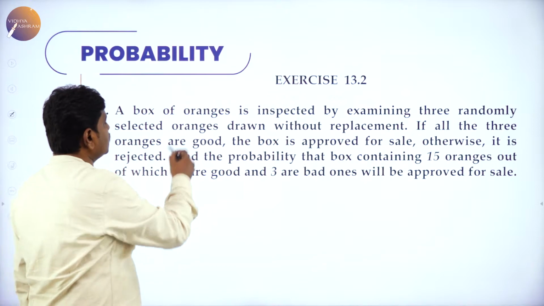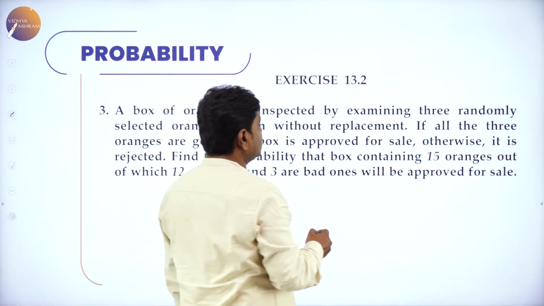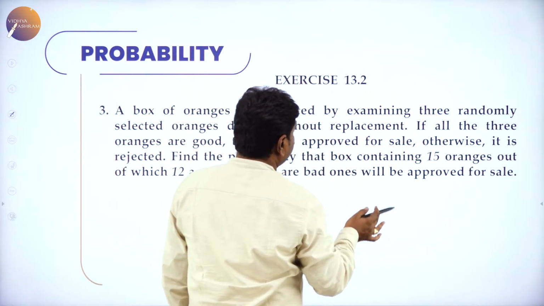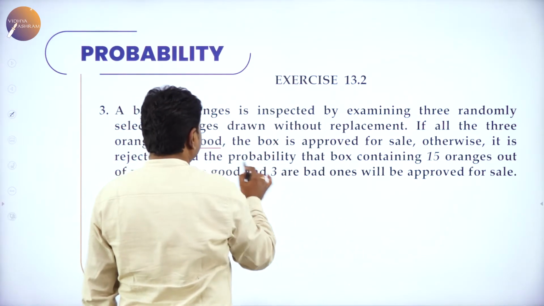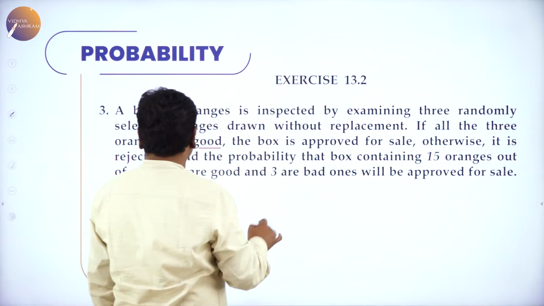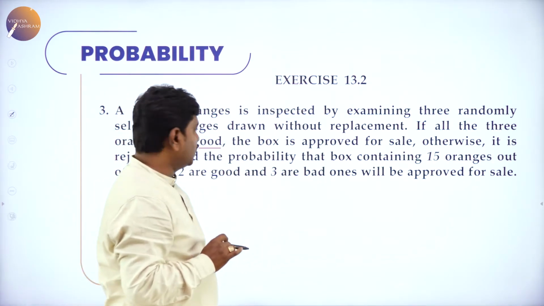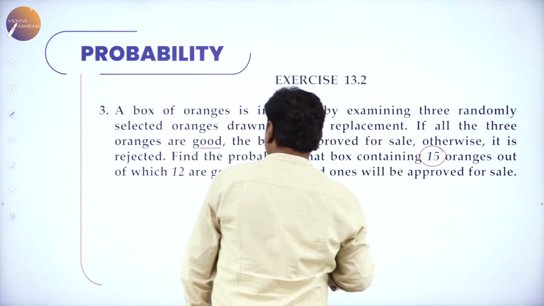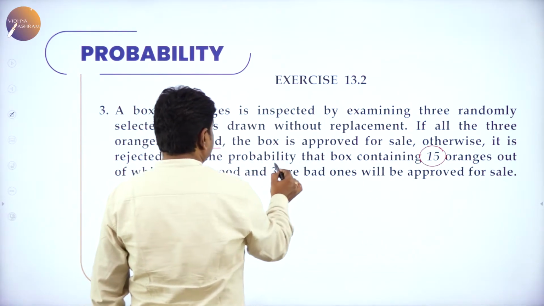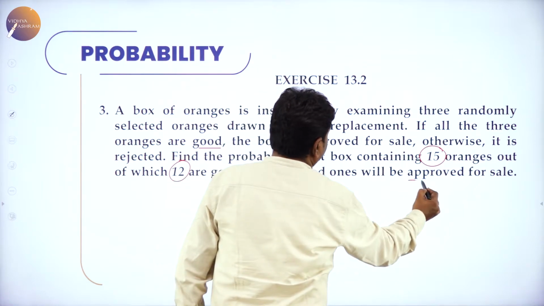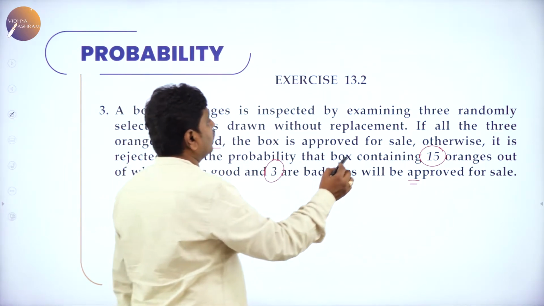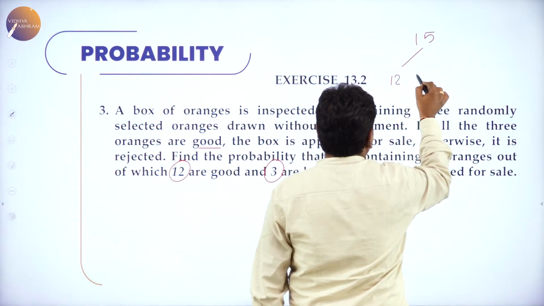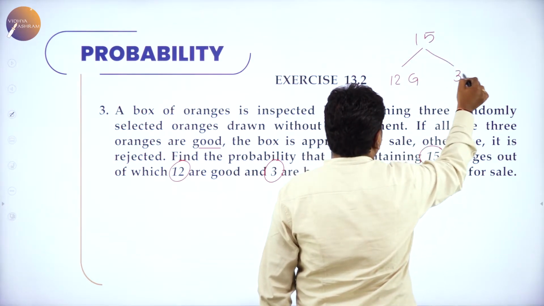Then a box of oranges is inspected by examining 3 randomly selected oranges without replacement. If all 3 oranges are good, then the box is approved for sale. If otherwise, it is rejected. So what is the probability that a box containing 15 oranges, out of which 12 are good and 3 are bad, is approved for sale? They told us there are 15 oranges. Out of 15 oranges, 12 are good and 3 are defective.